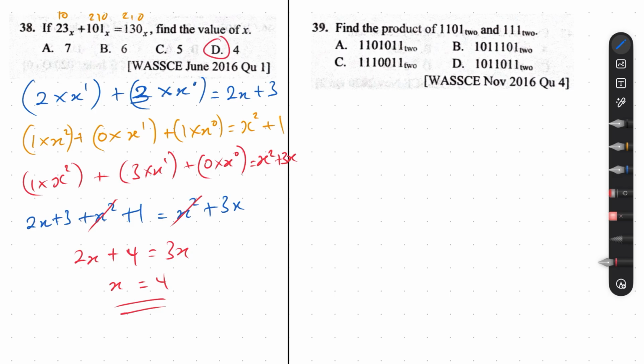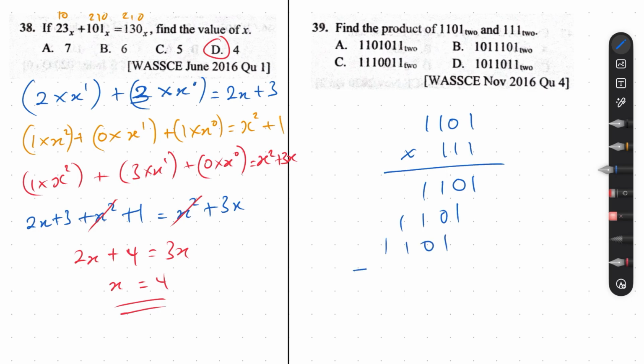It says, find the product of 1101 base 2 and 111 base 2. So we just multiply, right? 1101 times 111 base 2. So we just multiply. You will do the same thing for the next one, 1101. Finally, the last one we have 1101. Okay, so now we add.